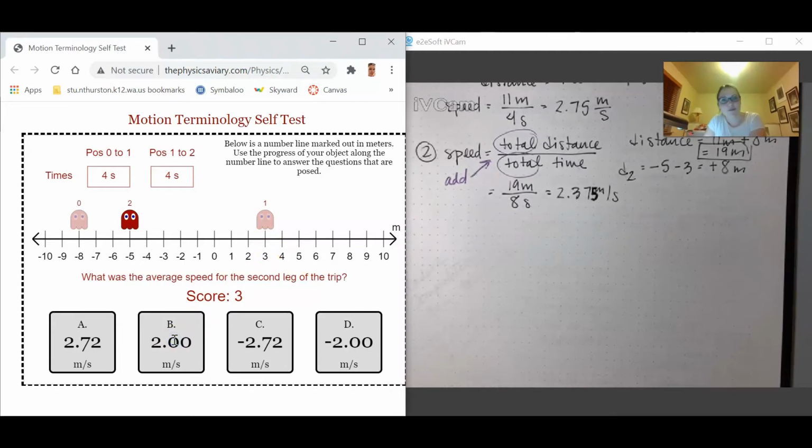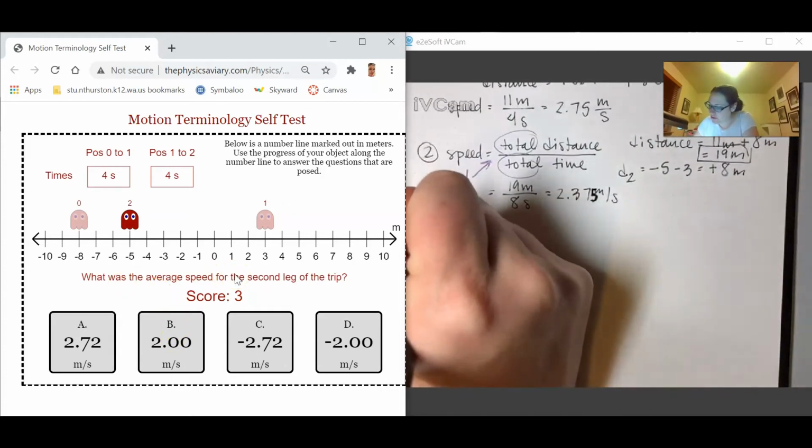Oop. I'm doing pretty good so far. I feel good about myself. What was the average speed for the second leg of the trip? Okay, we're getting lots of speed questions on mine.